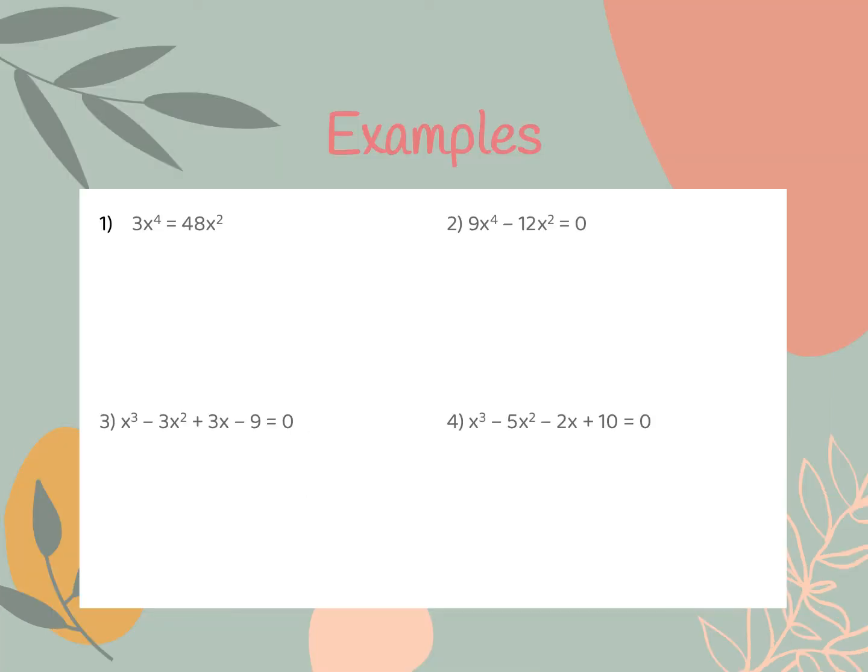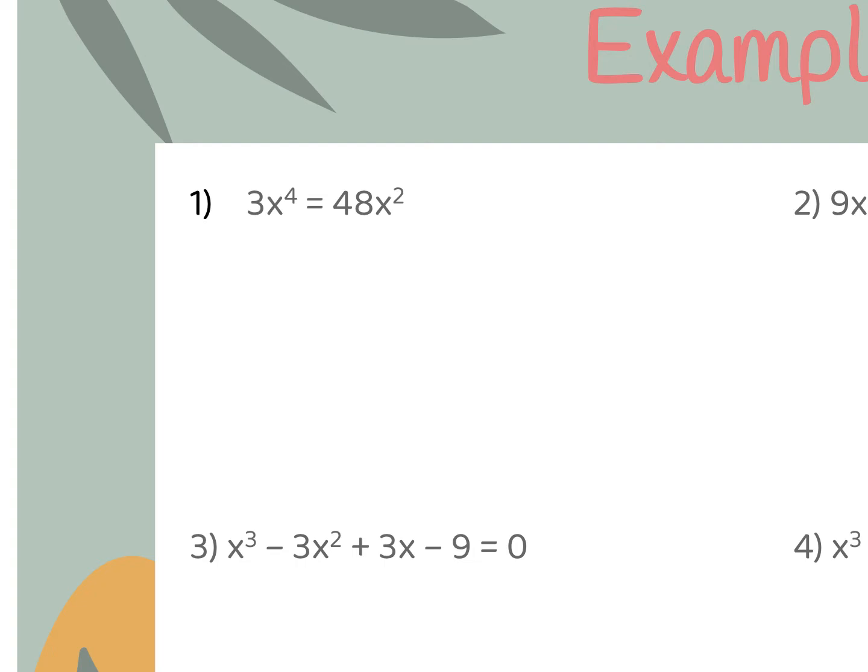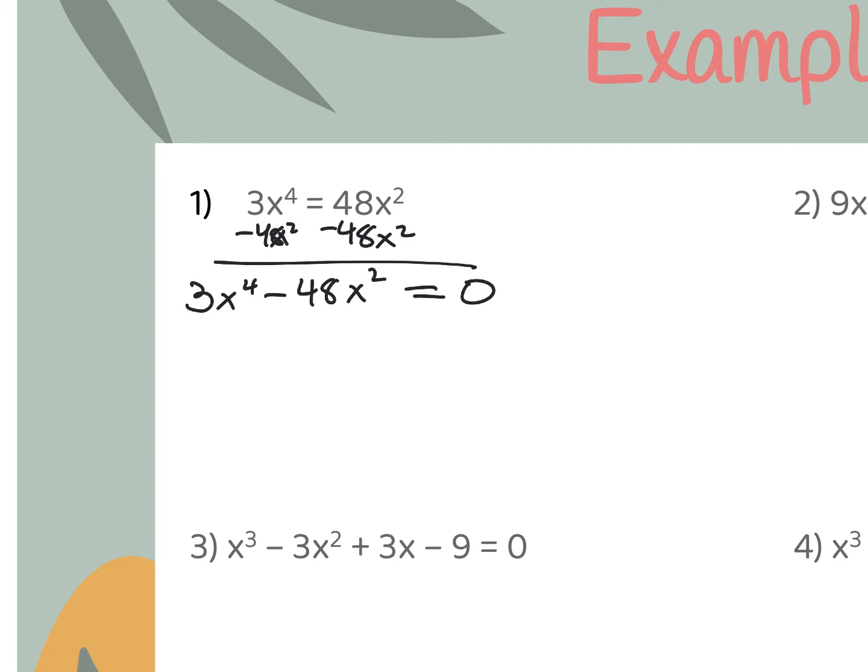So let's try them. The first one has 3x to the 4th equals 48x squared. The first thing I want to do whenever I'm solving is set it equal to 0. So I'm going to subtract 48x squared from both sides, and I get 3x to the 4th minus 48x squared equals 0. I'm going to look for a GCF. My GCF is 3x squared.